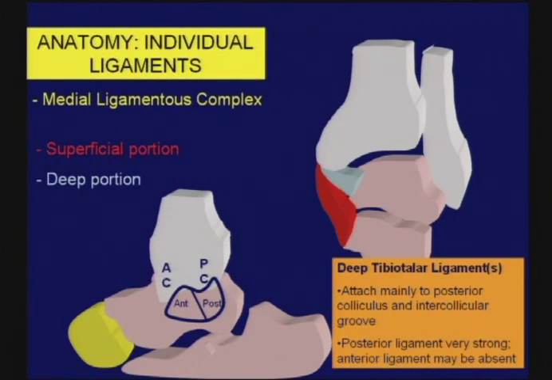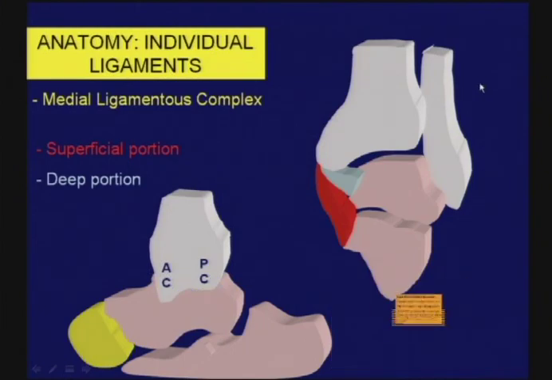A posterior part, which is the strongest part and the most important part of the deltoid ligamentous complex, and a less consistent, not as strong anterior part. You'll note here that both together attach mainly to the posterior colliculus and the intercollicular groove, that any attachment to the anterior colliculus is minor. So this then, the deep portion.